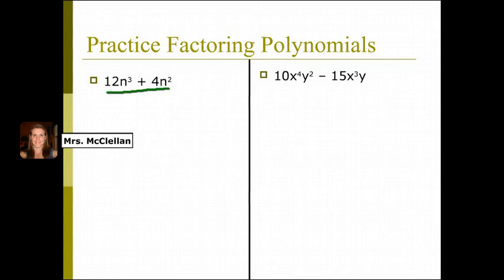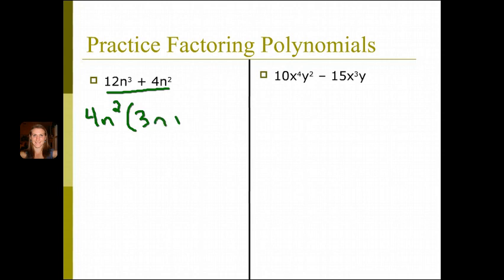In our next example, the greatest common factor is 4n squared, because 4 will go into both 4 and 12. And we have at least 2 n's on each. So we have a leftover factor of 3n plus 1.